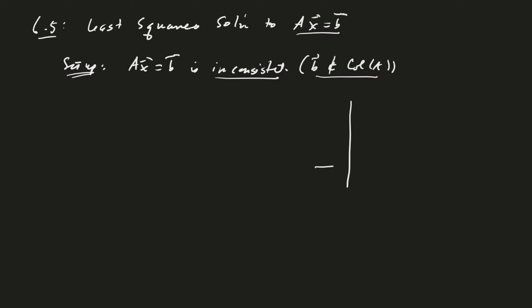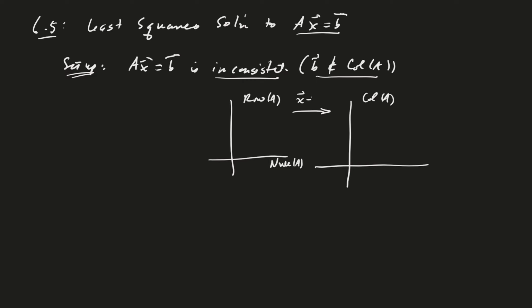So therefore, if we think about our four fundamental subspaces, I'll just put the column space and row space in, well, maybe the null space too. Okay, and this is our mapping x to Ax. Then we said that b is not contained in the column space of A, so therefore b is hanging out here somewhere. Maybe I should go ahead and say that this is the null space of A transpose.